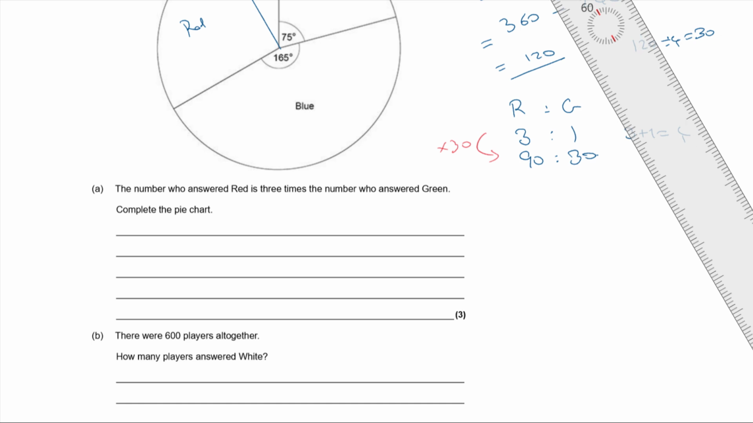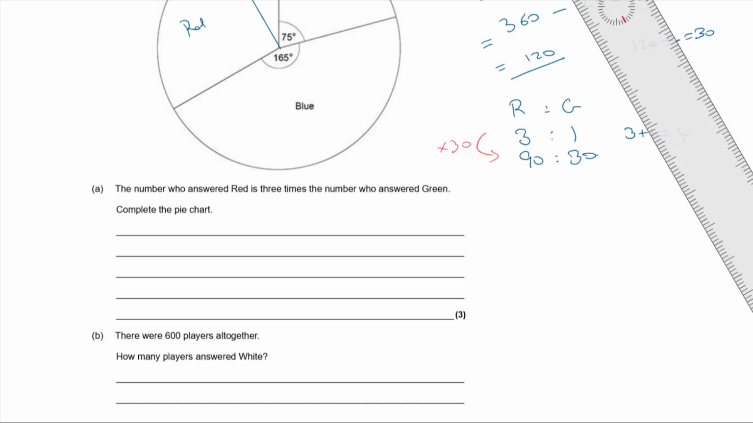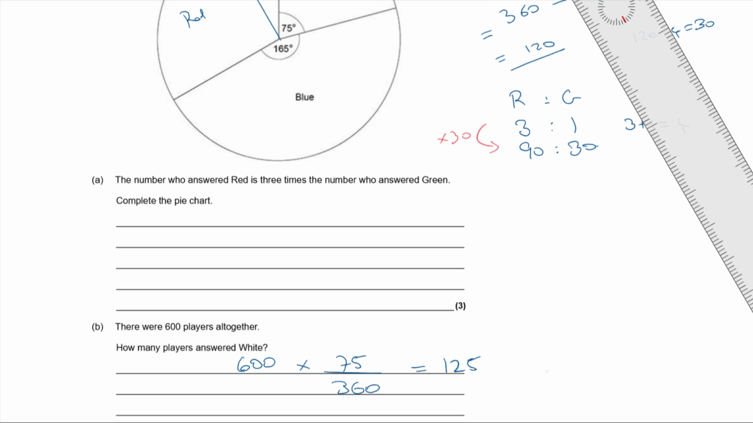And then the next part of the question says there were 600 players altogether. How many players answered white? Now, if you remember, there was a 75 degree angle for white. So we're going to take the total number, 600, and multiply it by 75, the angle at the center of the white sector, divided by 360, which is the total angle in a full turn. So it's going to be 600 times 75 over 360. And that comes out to be 125 players. Okay, so that's my answer, 125.